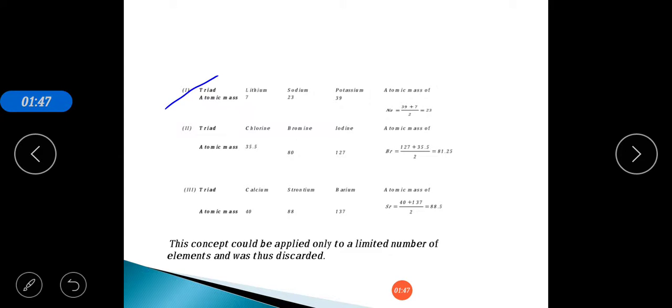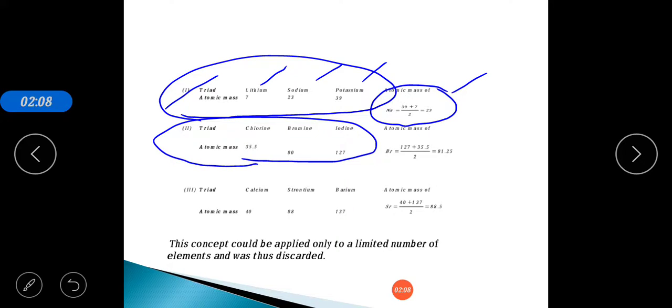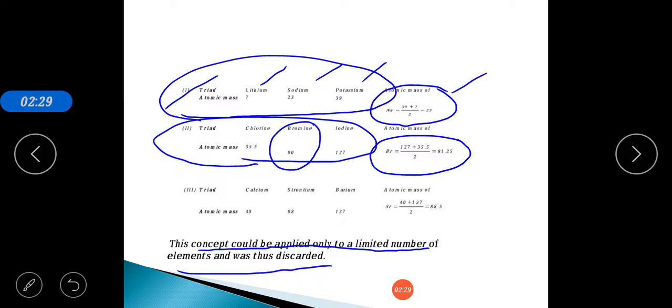You can see the triads first in the case of lithium, sodium and potassium. The mass of sodium is the average of lithium and potassium. Similarly, in the second triad, chlorine, bromine and iodine, the mass of bromine, which is 80, is the average of the masses of chlorine and iodine. This concept could be applied only to a limited number of elements and was thus discarded.